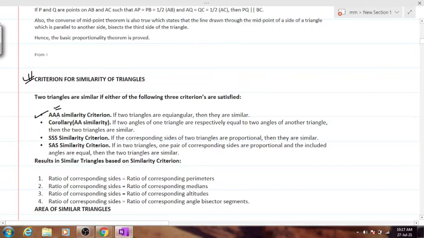Over here we had AAA as a similarity criterion. We can use AA also as a similarity criterion. SSS and SAS, these are the four required criteria for proving two triangles are similar. Clear?